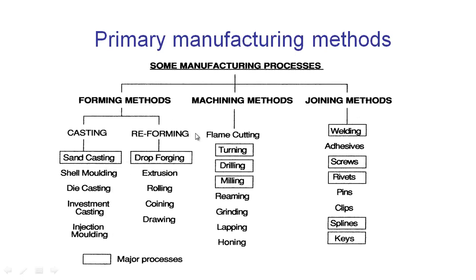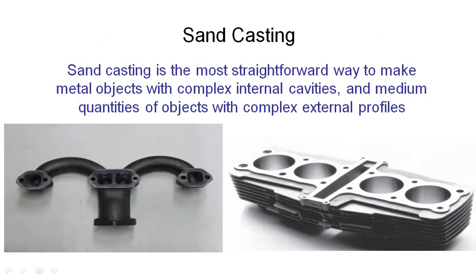Within these forming methods, we also have some reforming options, such as forging, and then we get into the machining methods, which we're going to take a look at in future videos, and then joining methods, some of them permanent and some of them semi-permanent or temporary. So today's focus is sandcasting, so let's look at a typical sandcasting process.